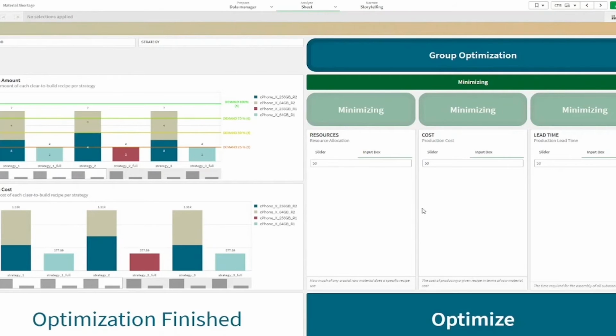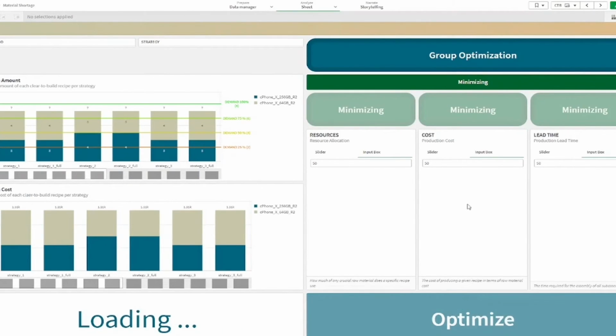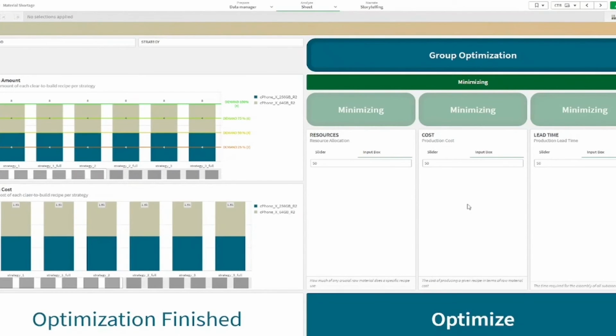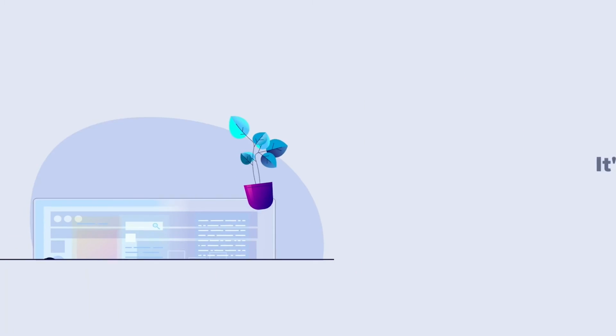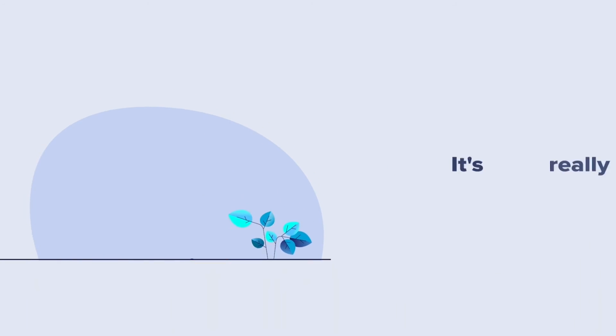Usually the process would stop here, and the 7 phones produced would be shipped. However, we can also give recommendations for an ad hoc resupply of only the crucial materials for the production of the last phone, thus resulting in 100% demand satisfaction. It's really that easy to use our clear-to-build solution to optimize your processes.